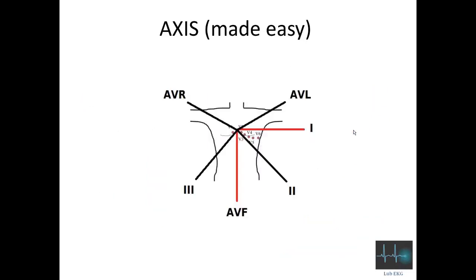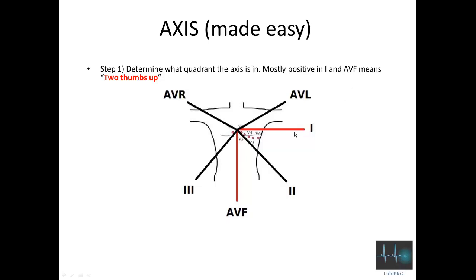The simplest method, just to quickly see if the heart is having a normal axis, is to look at lead 1 here and aVF here, marked by red lines. If both of these are positive, meaning that the sum of electrical activity in their QRS complexes is above the isoelectric line, we can say that we have the two thumbs up sign. And this means that we are pretty much guaranteed, when we have the two thumbs up sign, that the cardiac axis will be somewhere between -30 to +90, which is normal.